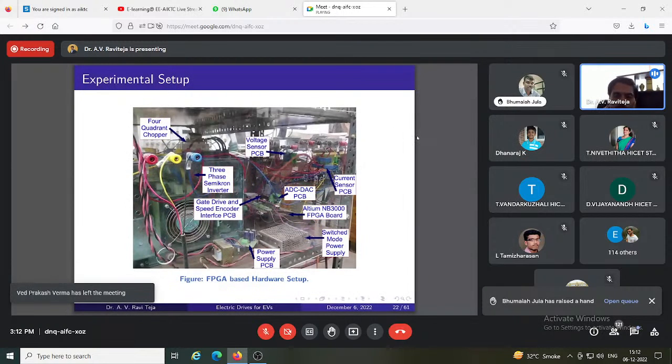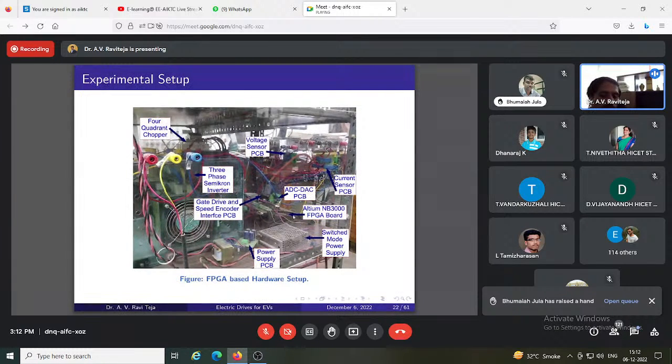So for the experimental verification of the proposed algorithm, we made a hardware setup. This is a 4-quadrant chopper for controlling the DC motor armature current, so that constant low torque can be applied on the vehicle or the motor running the vehicle. Voltage sensor, current sensor, and then this is an FPGA board with which the hardware coding is done, and the results are taken. It's a Semikron three-phase inverter, speed encoder.